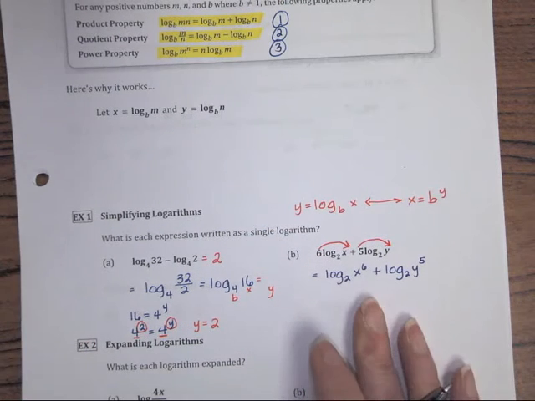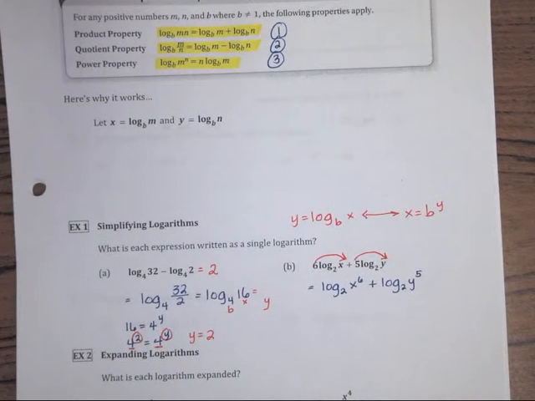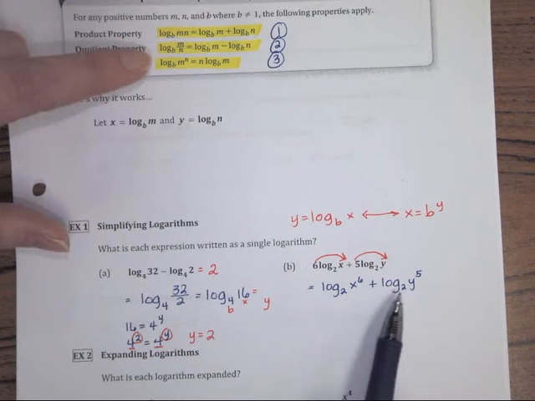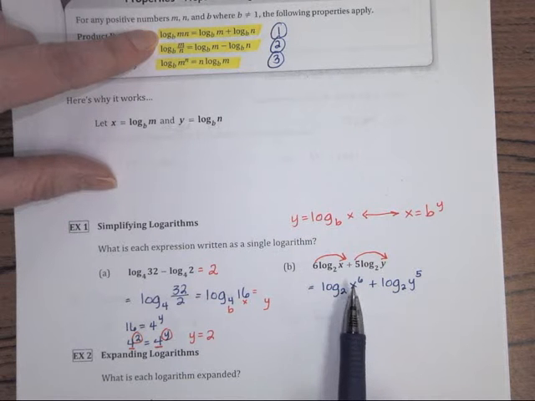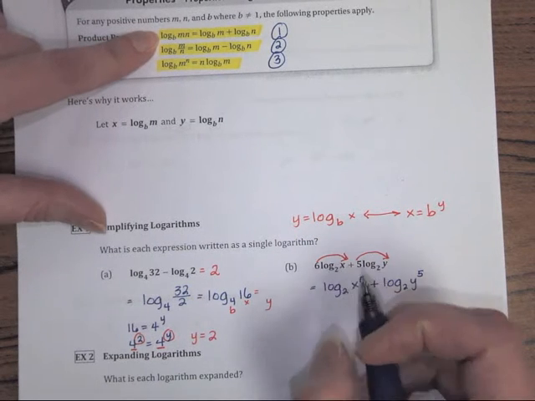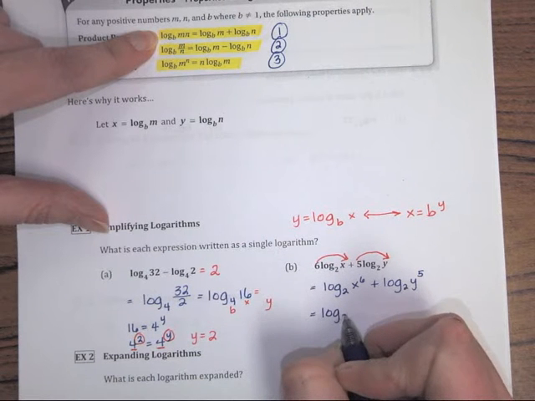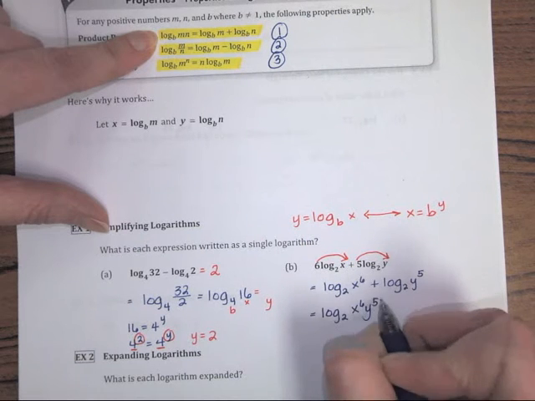Now, if I squeeze this down the screen a little bit more, you can see Law 1 at the very top of the screen, and you can see if I have 2 logarithms with the same base, which I do, I can rewrite them as the product of the x to the 6th and the y to the 5th. So this equals log base 2 of x to the 6th, y to the 5th power.